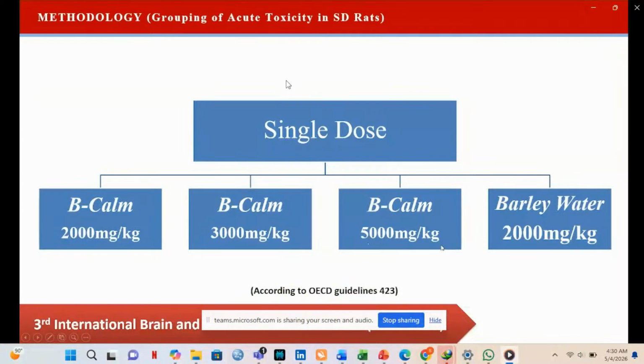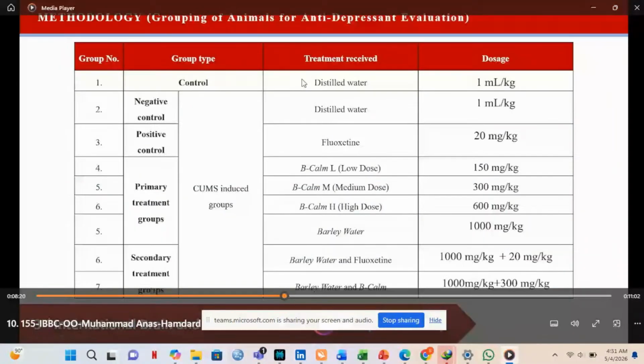The third group was the positive control, which was administered fluoxetine 20 mg per kg, and the 4th, 5th, 6th, and 7th groups were the primary treatment groups, which were administered Becam in 3 different doses and the barley water. And the 8th and 9th groups, we can say, are the secondary treatment groups, and these were administered a combination of barley water with fluoxetine and a combination of barley water with Becam. So here is the whole study design.